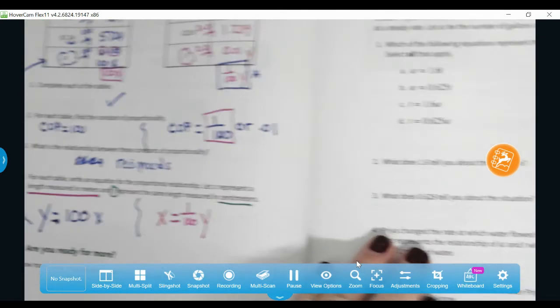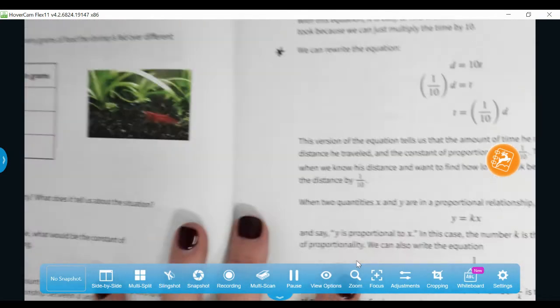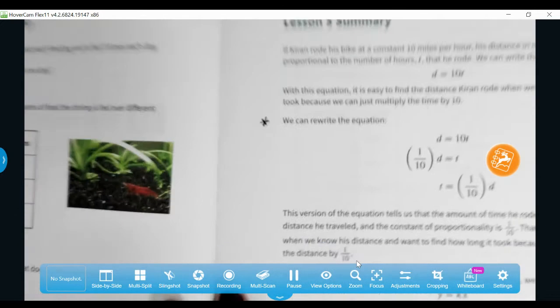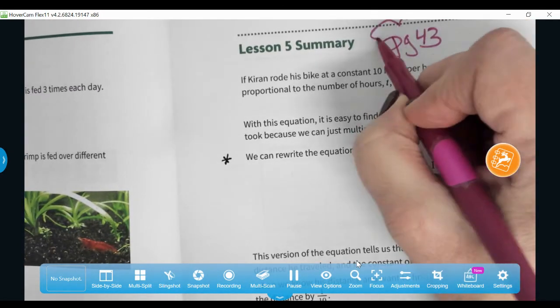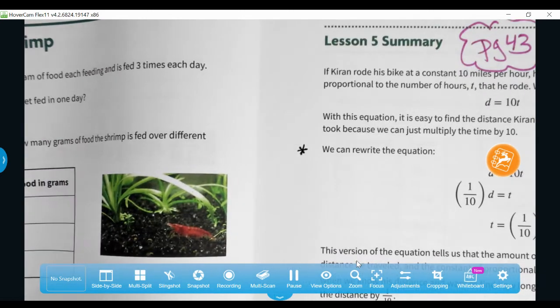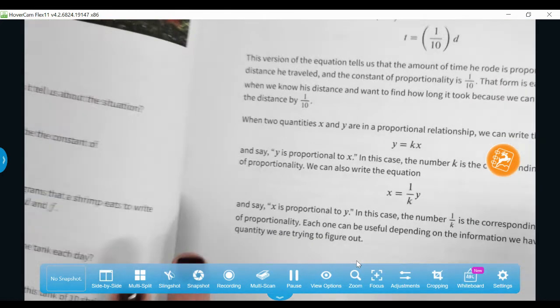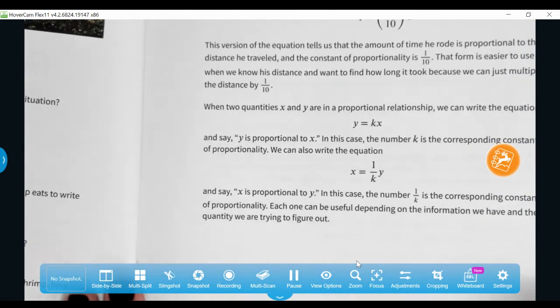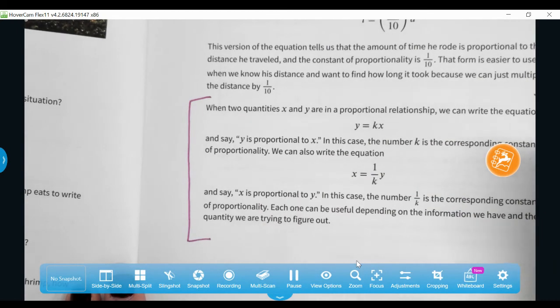Now, what I'd like you to do is go ahead and flip to the summary. Your summary starts on page 43. So on page 43, I'm going to have you read that when we're not live together here on the camera, or when you're not listening to the recording. The part that I want you to pay special attention to is this last little section down here.